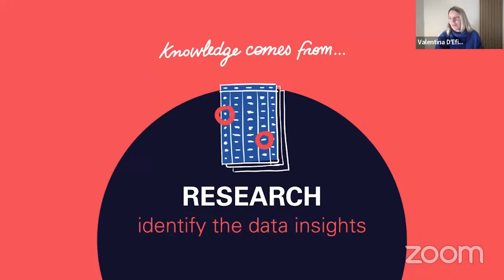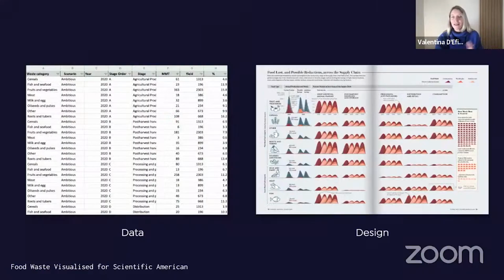So starting with a couple of examples of research-based data is the classic example when we have a data set and we need to transform it into a visual story that can then, again, provide some sort of knowledge. Here is a collaboration with Scientific American, and the data set is talking about food waste.